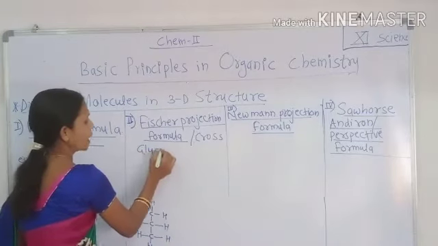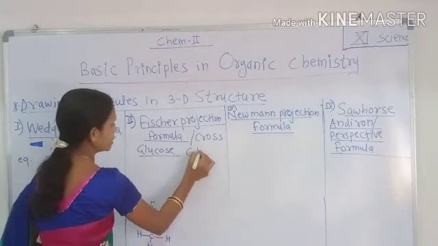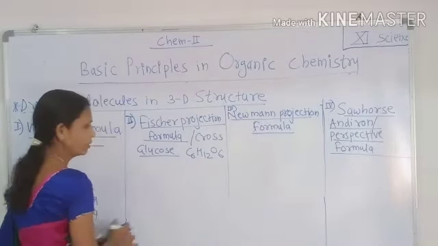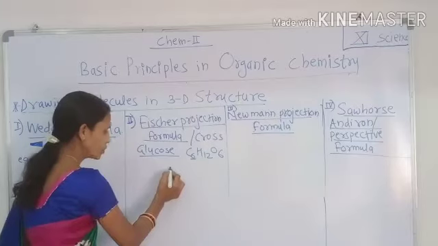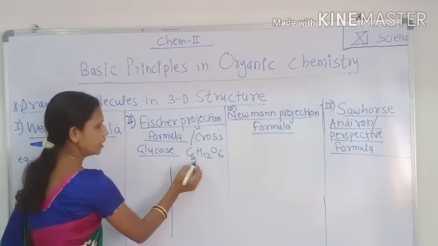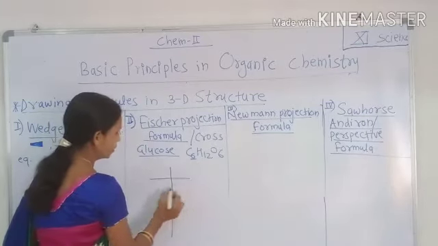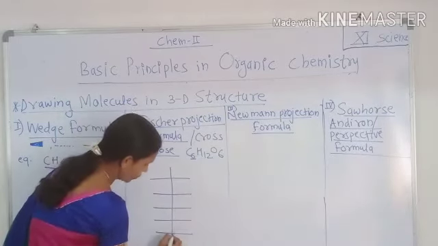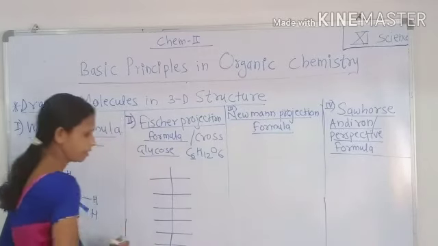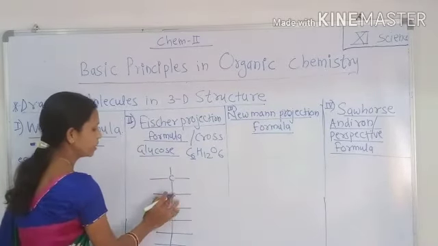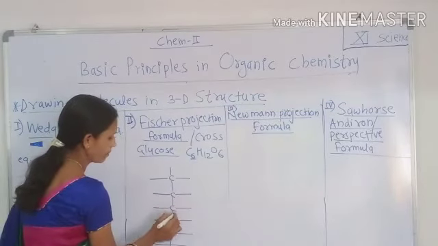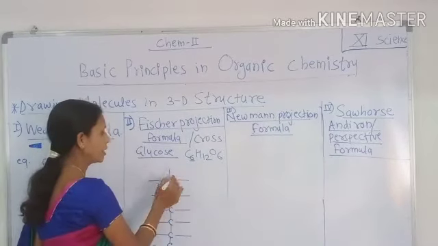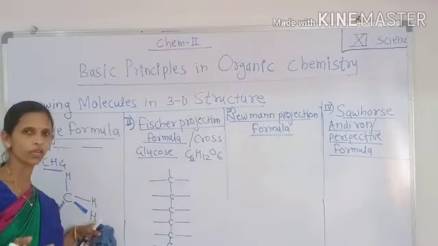Glucose has the formula C6H12O6, and it has 6 carbon atoms, which are shown by a vertical line. Therefore there are 6 crosses, 3, 4, 5 and 6 crosses are there. At each cross there is a carbon atom, and in glucose there are C-H and C-OH bonds.